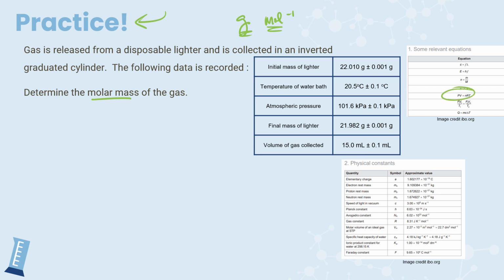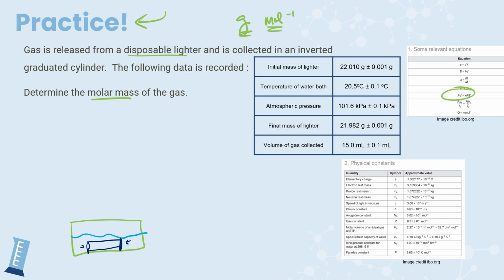So let's say that I've got a disposable lighter filled with a gas that we ignite in order to start fires. But I just want to figure out what is the molar mass of the gas that is in that lighter. What we can do is find volume by displacement. So I'm going to take a big tub of water, lots of water in the tub. I'm going to take a graduated cylinder, sometimes we call these measuring cylinders, and I'm going to submerge it completely under the water.